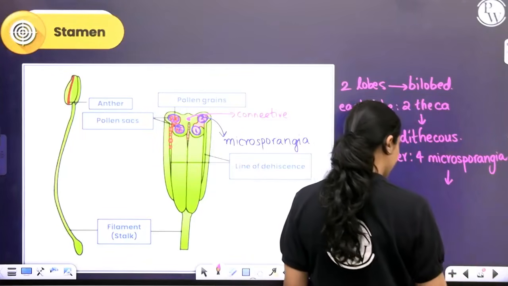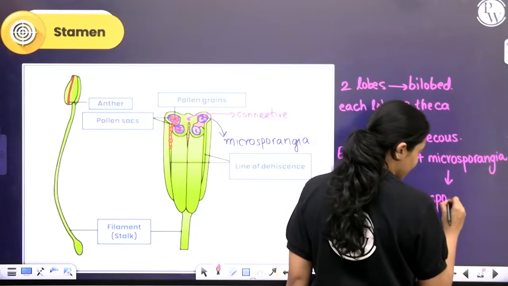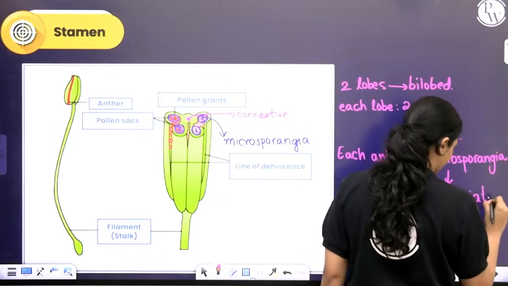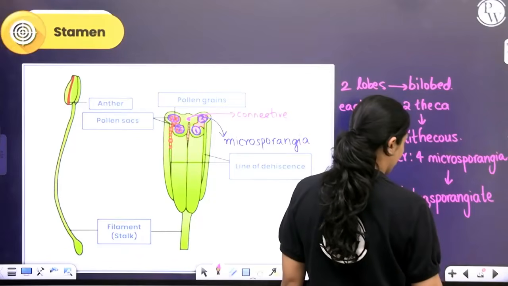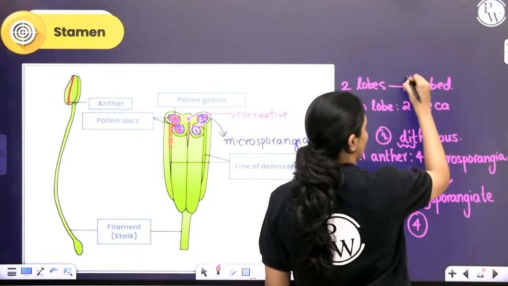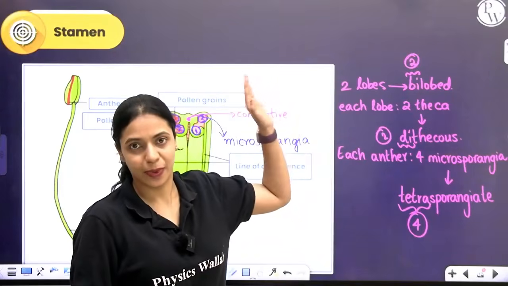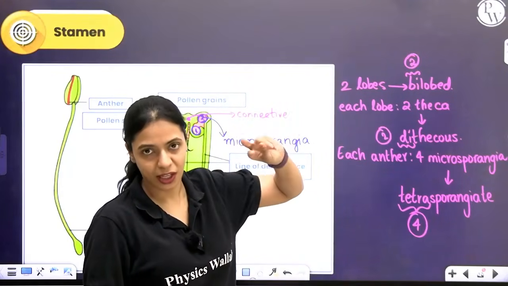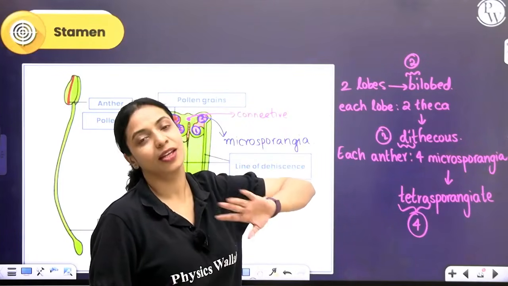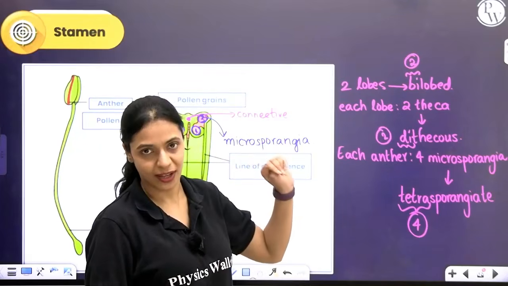So we call it tetrasporangiate. Tetra here means 4. Di means 2. Bi also means 2. Because there are 2 lobes, it's bilobed. Because each lobe has 2 theca, it is diathecous. Because each anther typically, in most cases, has 4 microsporangia, it is tetrasporangiate.